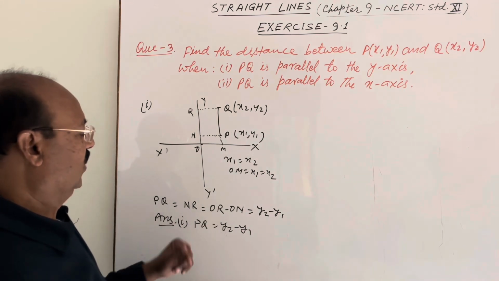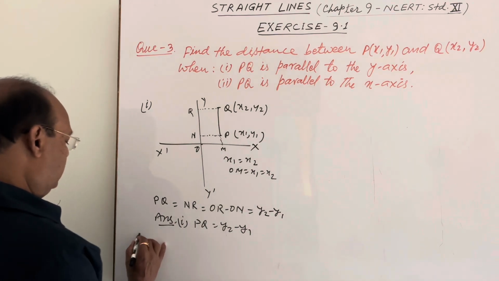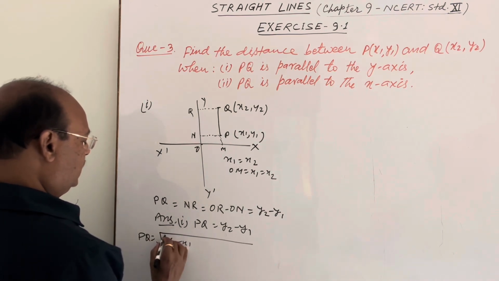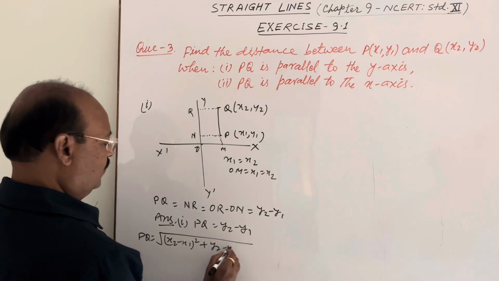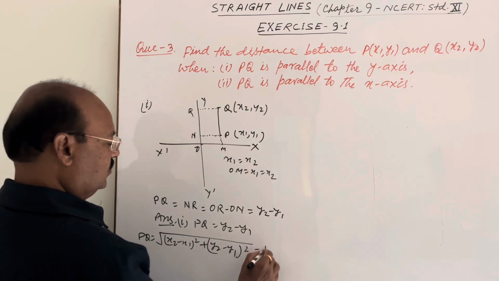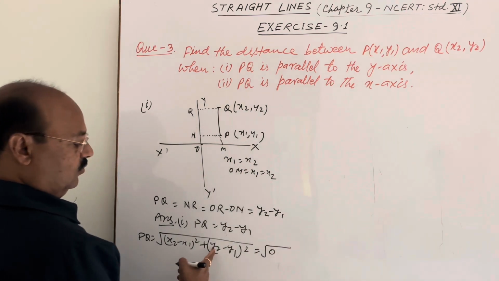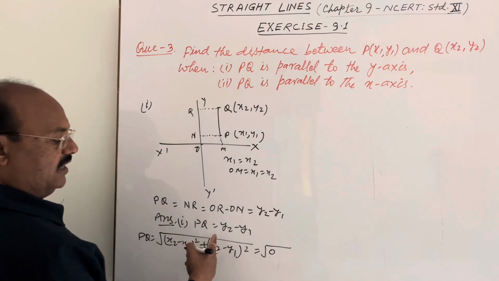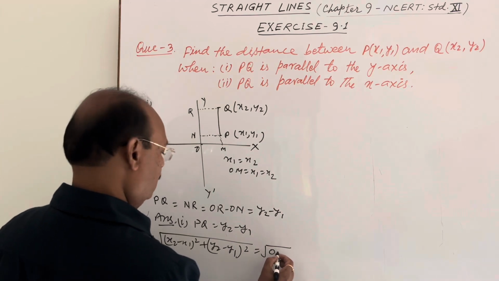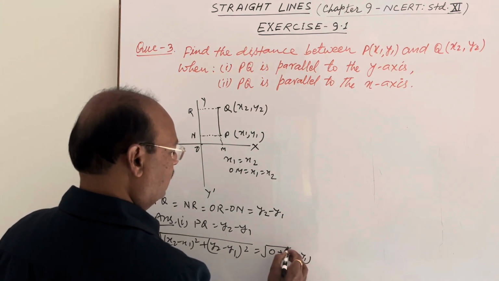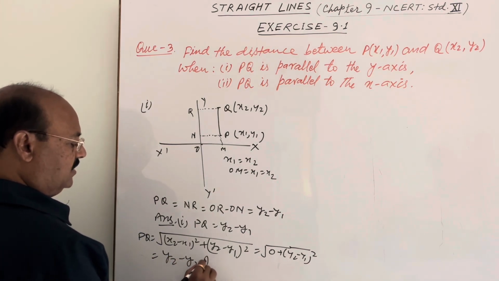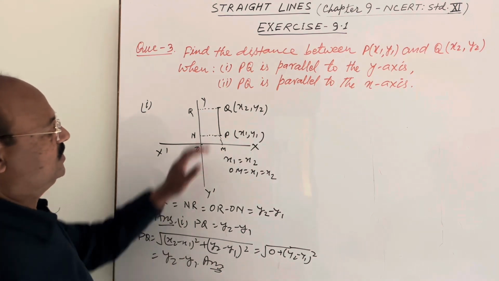And another method is by the distance formula. By distance formula, PQ is equal to root over x2 minus x1 whole square plus y2 minus y1 whole square. As x1 and x2 are equal, the first term is 0, and we have y2 minus y1 whole square under the square root. So simply we get y2 minus y1. This is the answer for this first part.